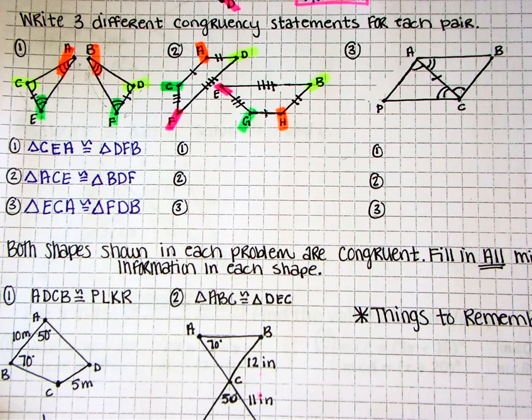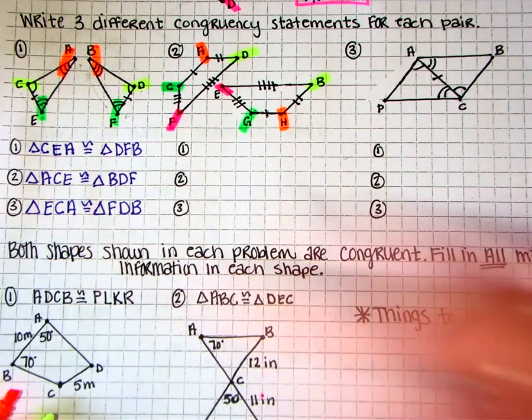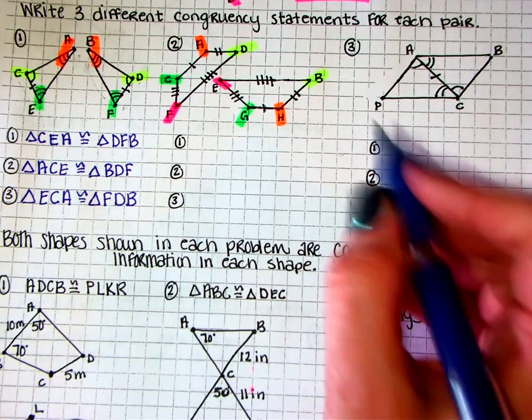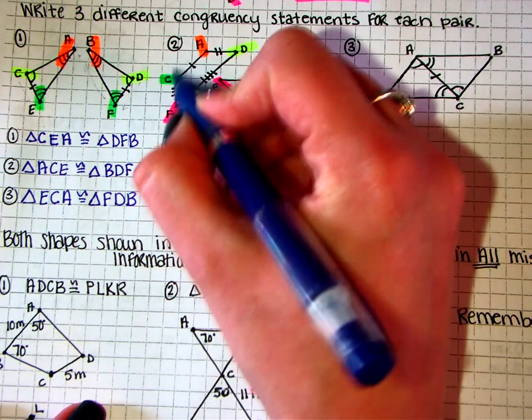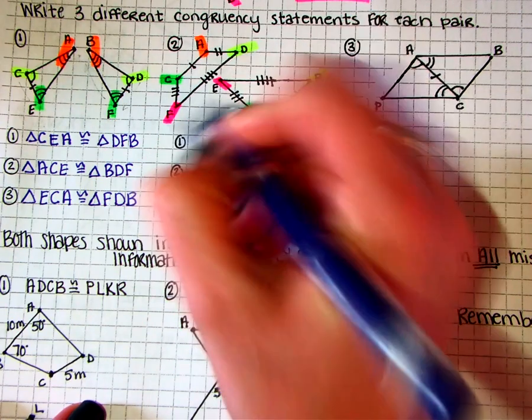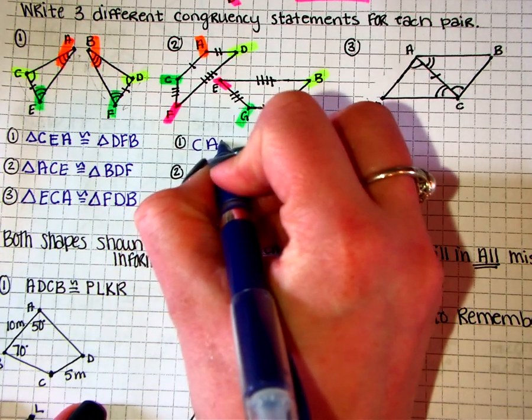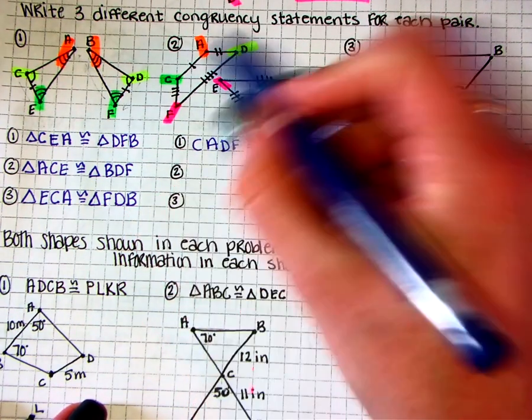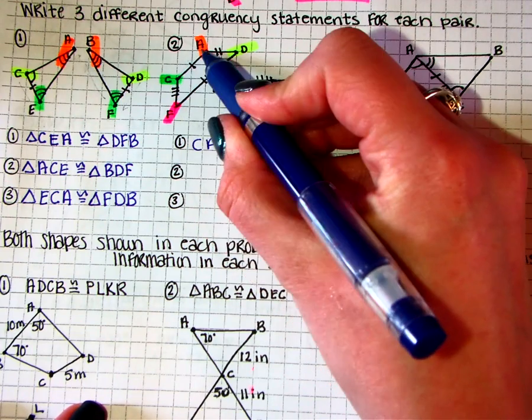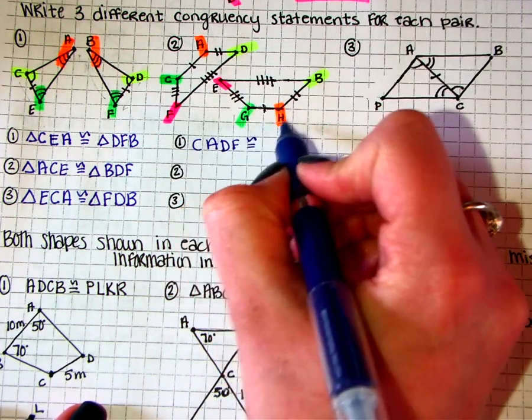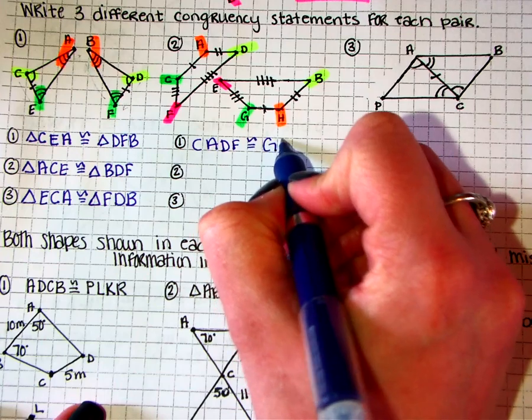All right, so I'm just going to write any kind of pattern I want to. This isn't a triangle, it's a trapezoid, so you just are going to list the letters. So I'm going to do CADF. So I went green, orange, yellow, pink. Green, orange, yellow, pink. So CADF is congruent to GHBE.